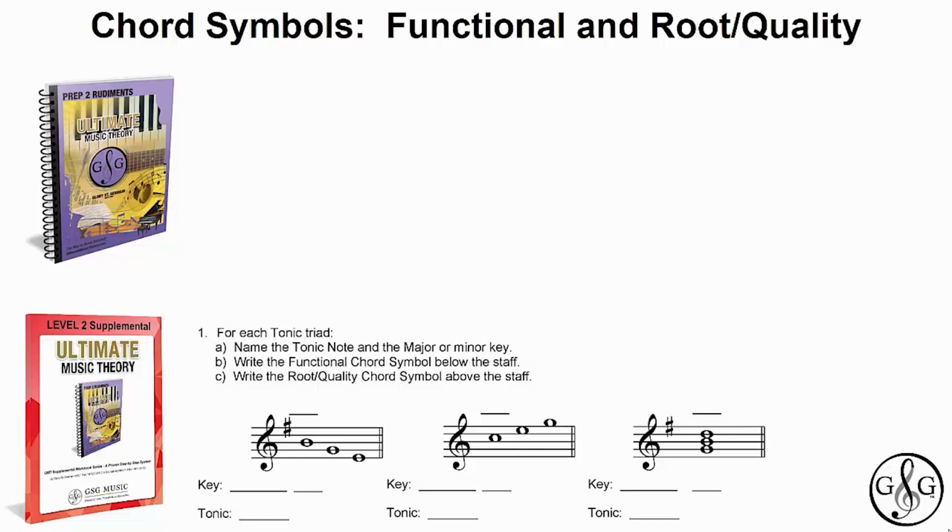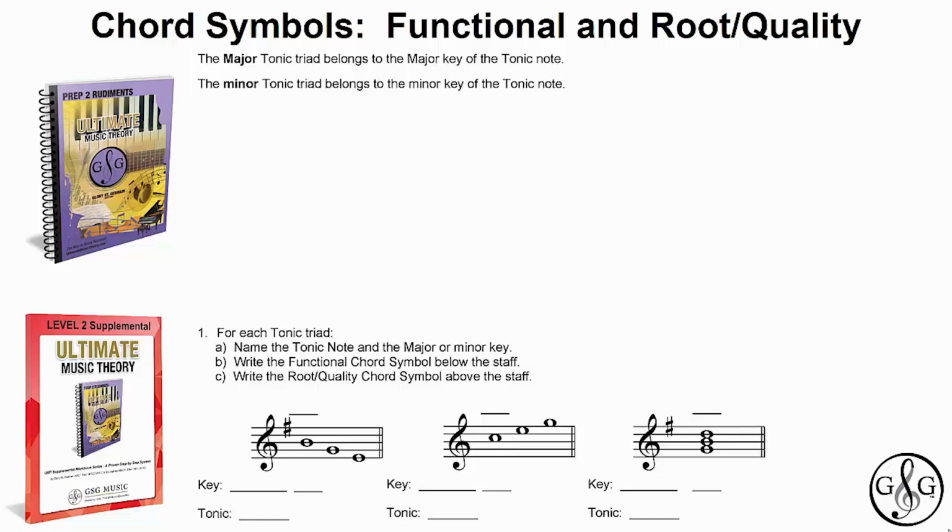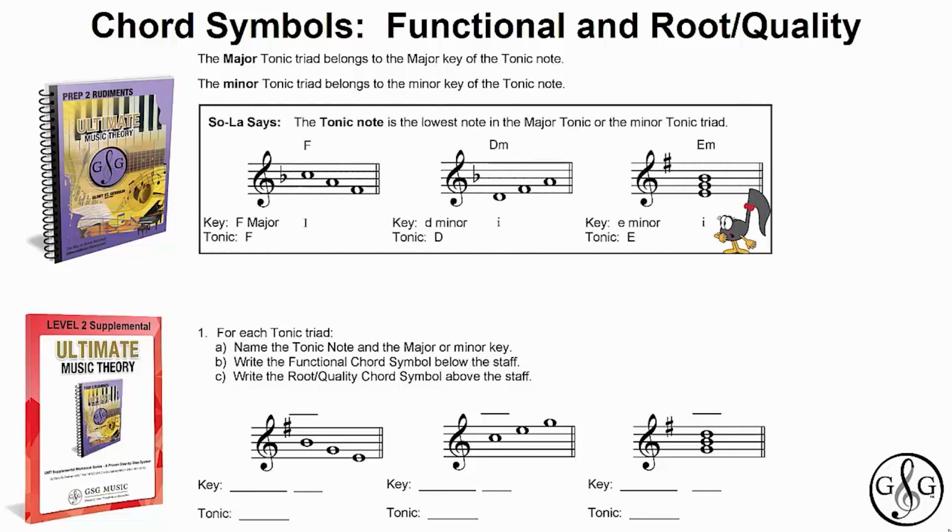Okay, so let's start off with a couple of rules. So here we go. The major tonic triad belongs to the major key of the tonic note. The minor tonic triad belongs to the minor key of the tonic note. So, Sola says the tonic note is the lowest note in the major tonic or the minor tonic triad.